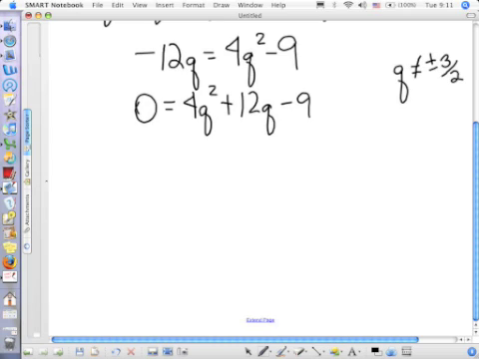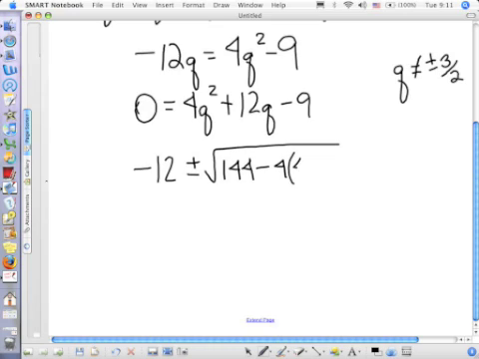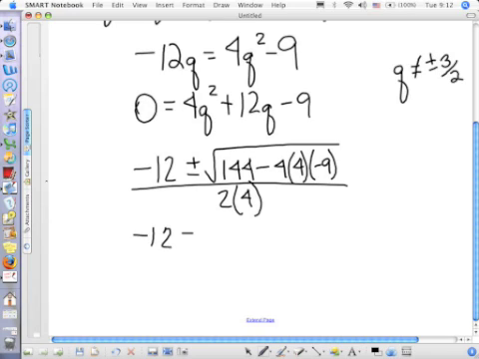Quadratic formula, which is negative b plus or minus the square root of b squared, which is 12 squared or 144, minus 4 times a times c over 2a. All right? Minus times negative makes that plus. 16 times 9 is 144. So 144 plus 144 is 288.